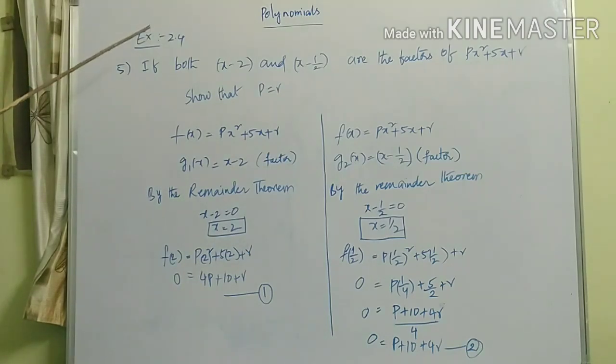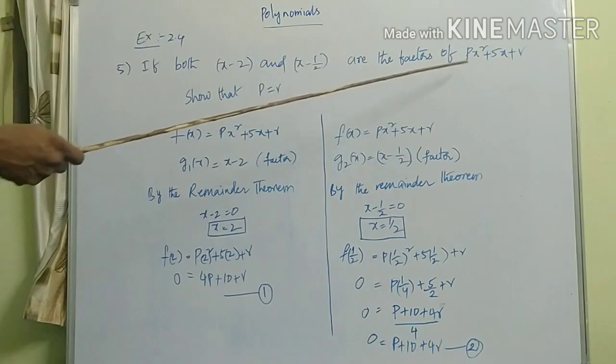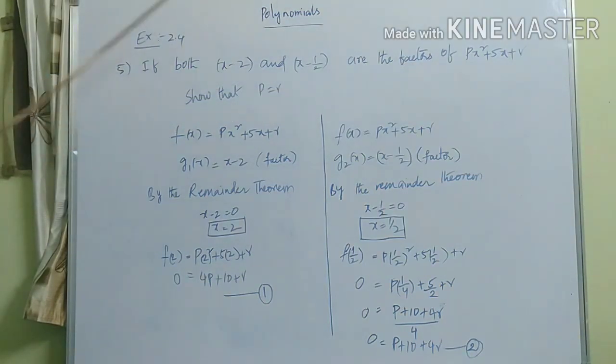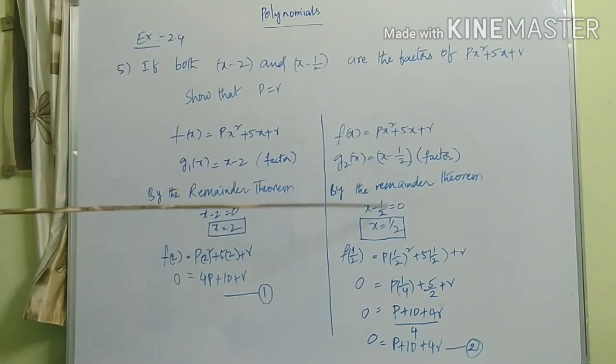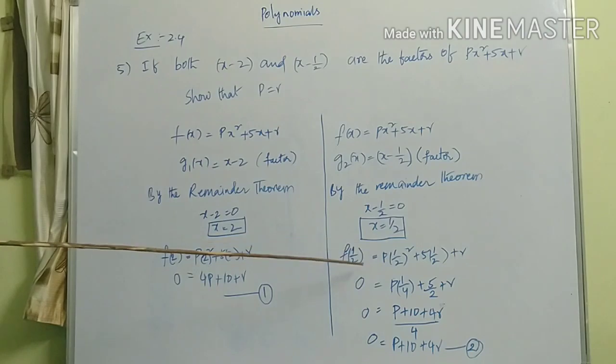This is our third one, from exercise 2.4, fifth question. If both x minus 2 and x minus 1 by 2 are the factors of px square plus 5x plus r, then show that p is equal to r. So here f of x is equal to px square plus 5x plus r, and g1 of x is equal to x minus 2. This is a factor, means f of 2 is equal to 0. Here is also a factor, means f of 1 by 2 is equal to 0.